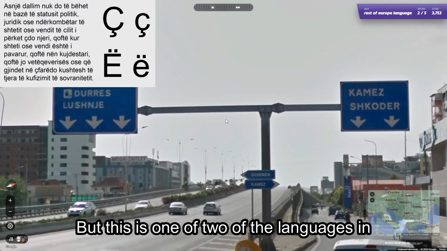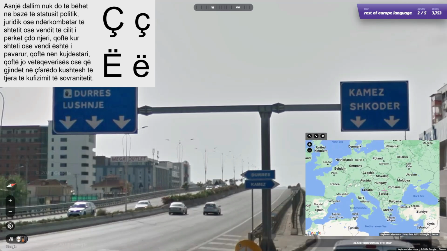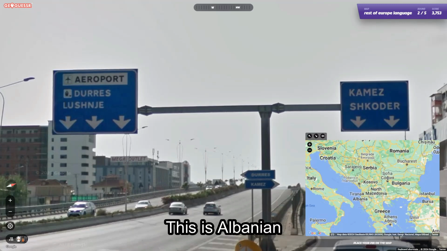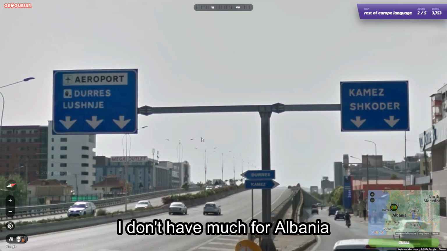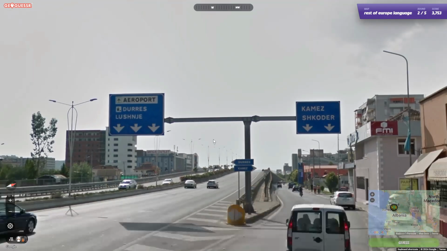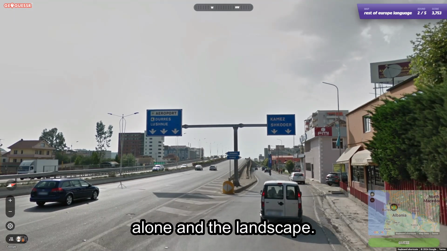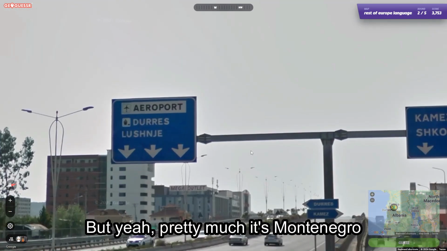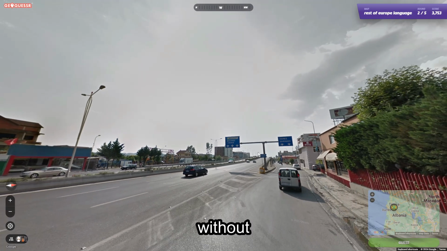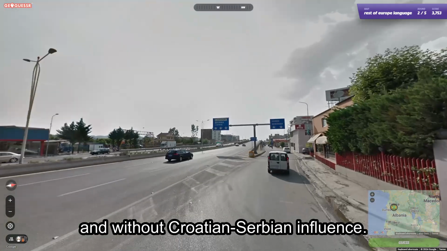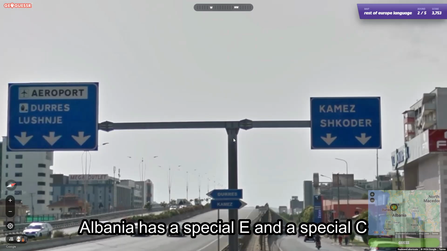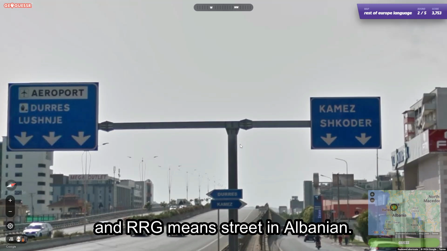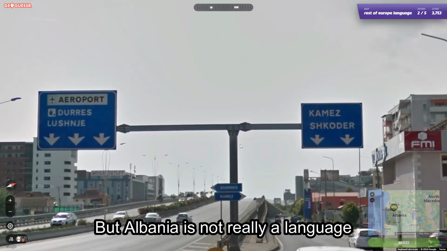But this is one of two languages in mainland Europe that are not close to a single other language. This is Albanian. And I don't have much for Albania, because usually you can tell by the plate alone and the landscape. But pretty much it's Montenegro without Latin and without Croatian-Serbian influence. Albania has a special E and a special C that's not unique to any other country. And RRUGA means street in Albanian. So if you see that, you go Albania. But Albania is not really a language country.